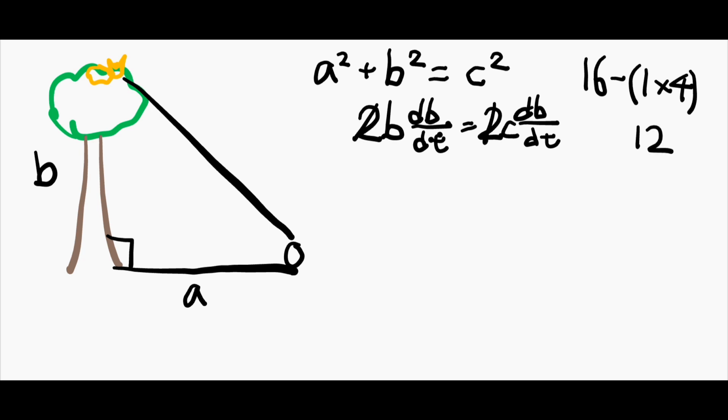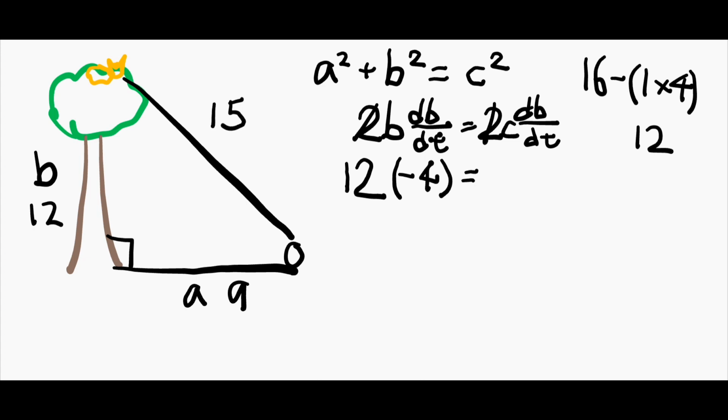So now we can substitute everything. We know b is 12, db over dt, we're given that that is negative 4, is equal to c. And c we can find out because if b is 12 and a is 9, we use Pythagorean theorem. At that moment, the c would be 15. This is a 3, 4, 5 triangle. 15 dc over dt. Now it's really easy to solve.